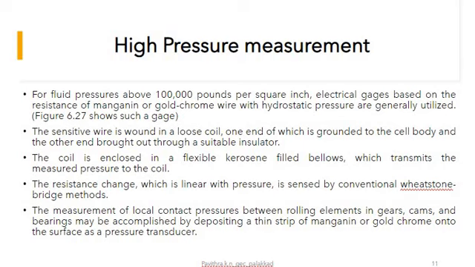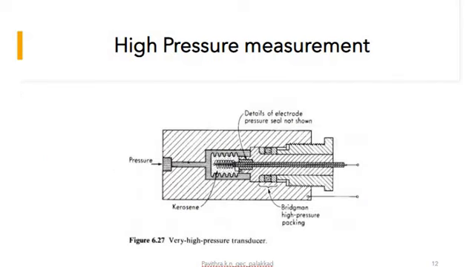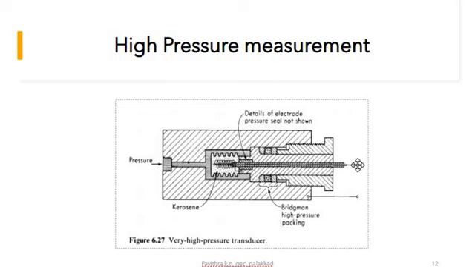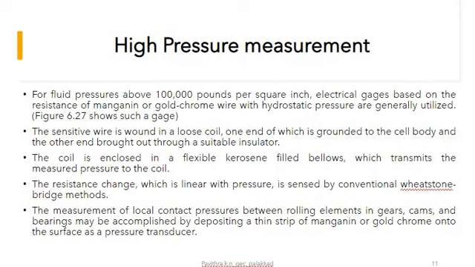Now, if the fluid pressure is above 100,000 pounds per square inch, then electrical gauges based on resistance of manganese or gold chrome wire with hydrostatic pressure are generally utilized. The sensitive wire is wound in a loose coil, one end of which is grounded to the cell body and the other end brought out through a suitable insulator. The figure is given here. So this is a sensitive wire, in the center portion you can see a wire. One end of it is grounded to the cell body, and the other end is brought out through a suitable insulator.